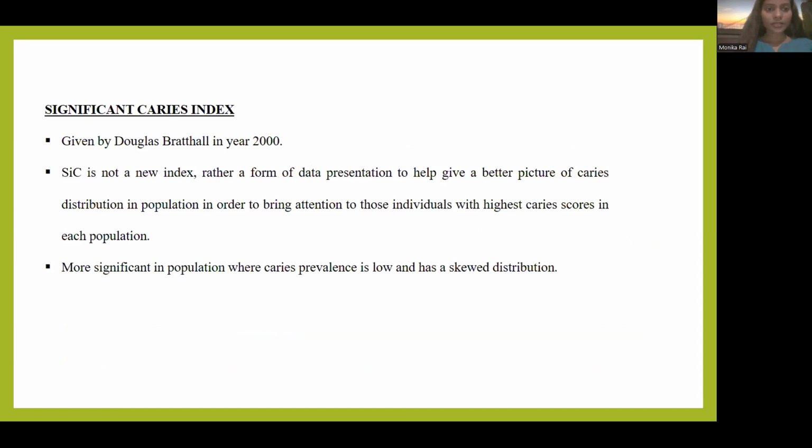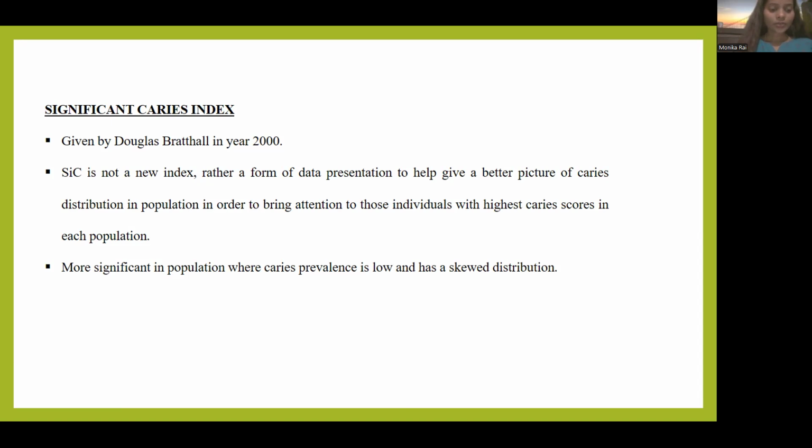Now, significant caries index, which is given by Dolores Brethal in the year 2000. Significant caries index is not a new index, rather a form of data presentation to help give a better picture of distribution in population in order to bring attention to those individuals with highest caries score in each population, more significant in population where caries prevalence is low and has a skewed distribution.